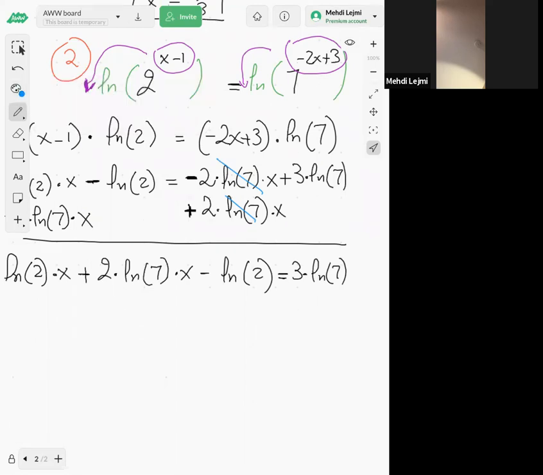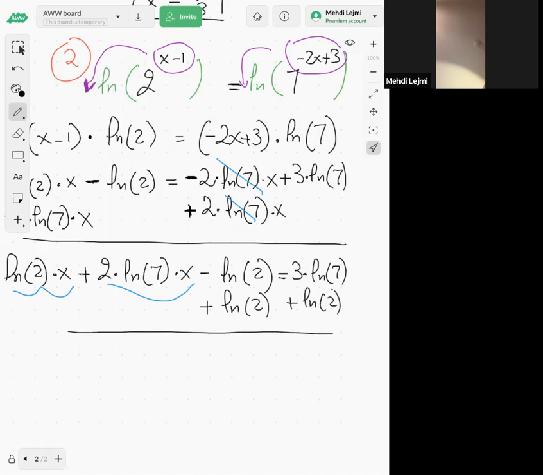So this one here, there's an x in here, there's an x in here. So I have to get rid of the natural log of 2. So this is plus natural log of 2. This is plus natural log of 2. So then this minus natural log of 2 plus natural log of 2 cancel out.